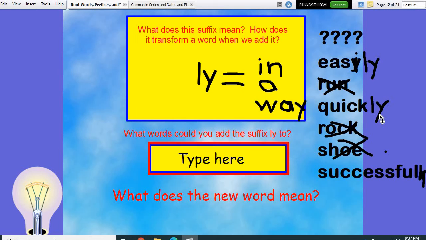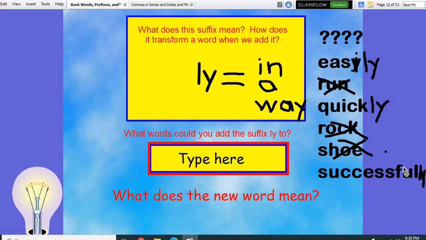You might do your homework quickly if you're in a hurry. Try to think of something you would not want to do quickly. Maybe if you're trying to walk on a tightrope, you probably wouldn't want to be too quick with that because you may make a mistake and fall off. So quickly just means you're doing it in a quick way.